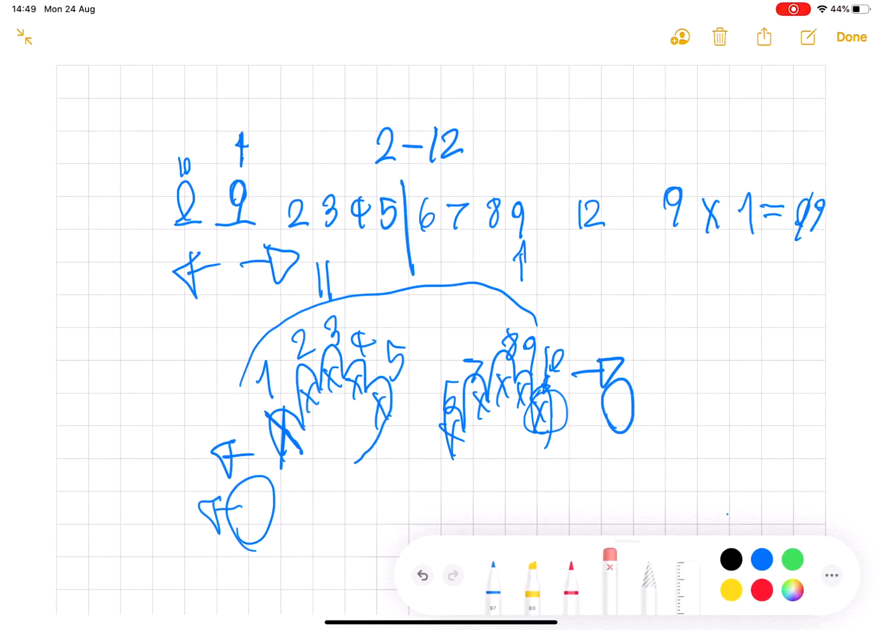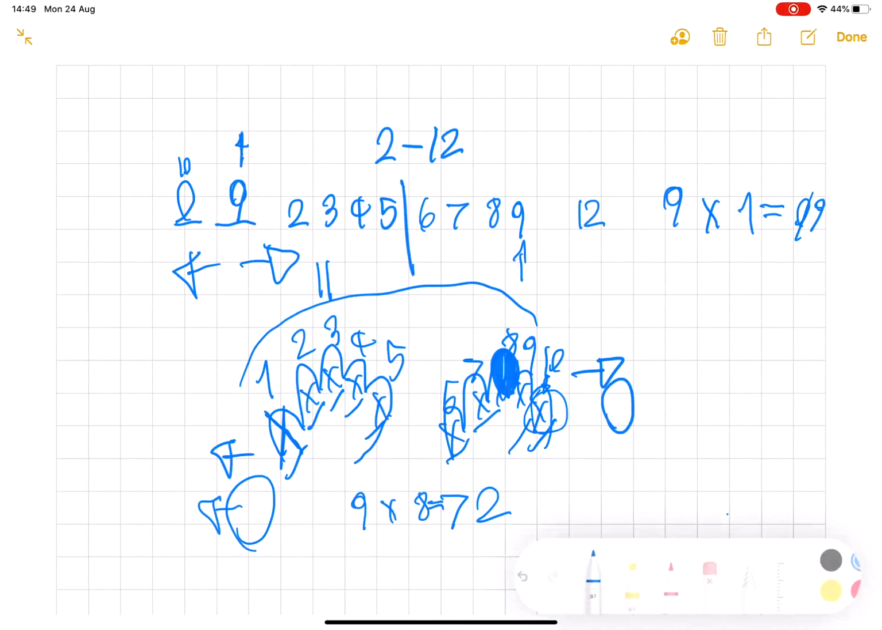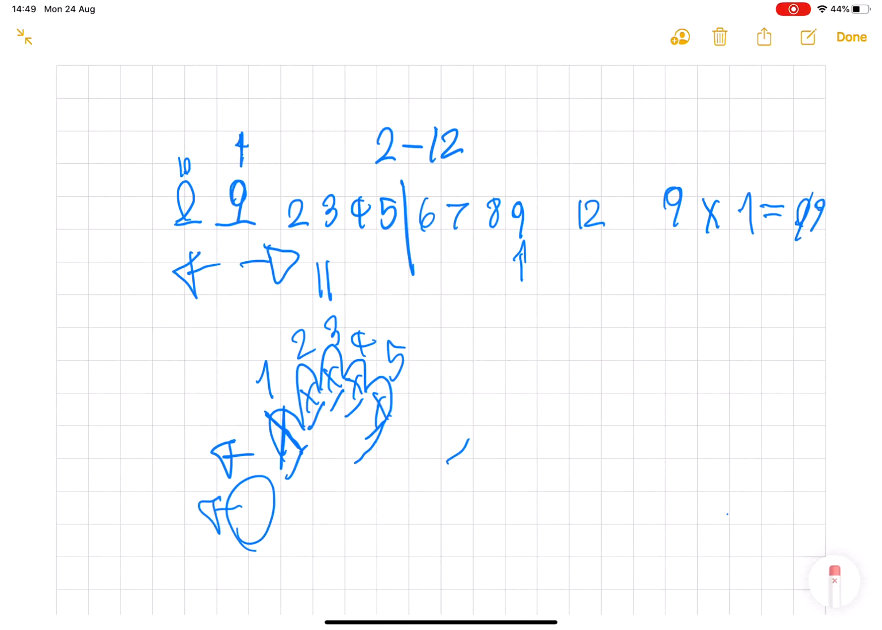So let's suppose you do 8 times 9. It would be equal to 1, 2, 3, 4, 5, 6, 7, with 7 in the 10s place, and 1, 2 on the right, making it 72. So 9 times 8 equals 72. Easy.